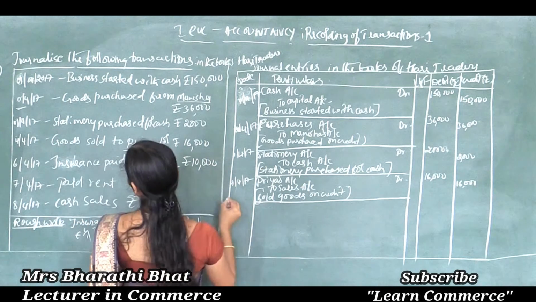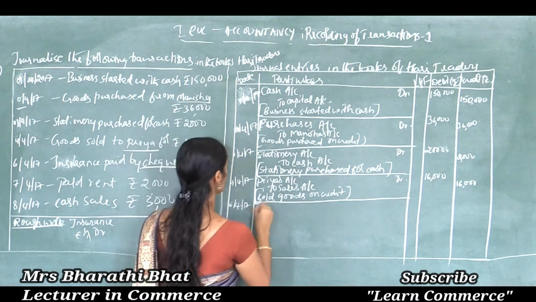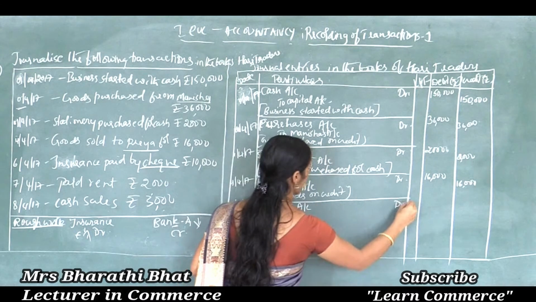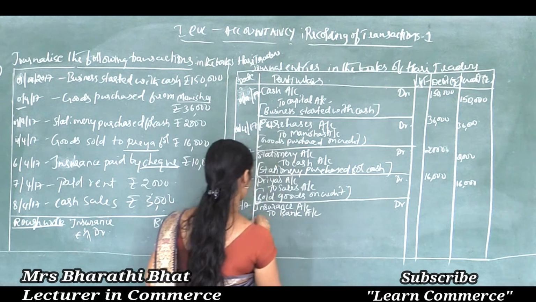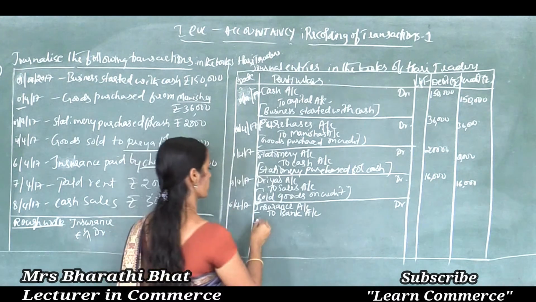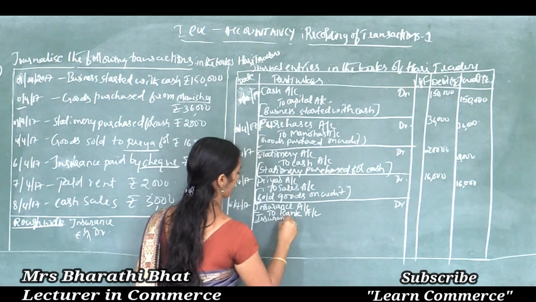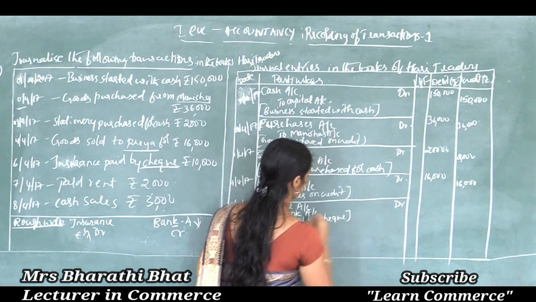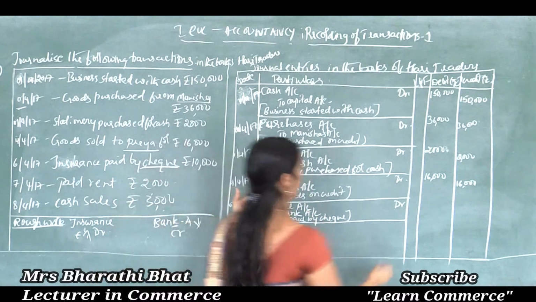So here 6/4/17, insurance account debited to bank account, because when a check comes we should consider that the transaction relates to the bank account. So insurance paid by check, 10,000.